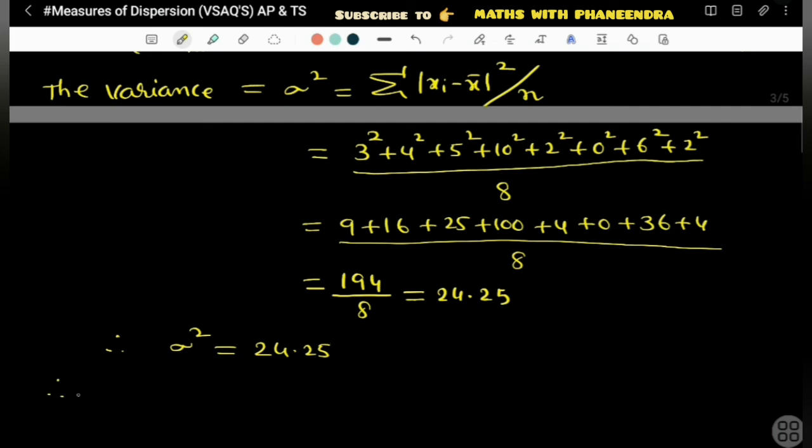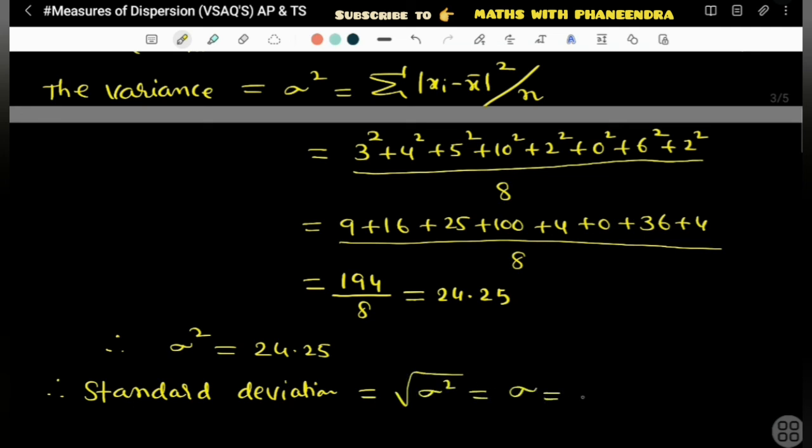So therefore, the standard deviation is equal to root sigma square, that is equal to sigma. So root of sigma square value 24.25. It is approximately root 25 means 5, approximately less than 5, it will be 4.9 something will come. You can write like this, it's not exactly approximate.